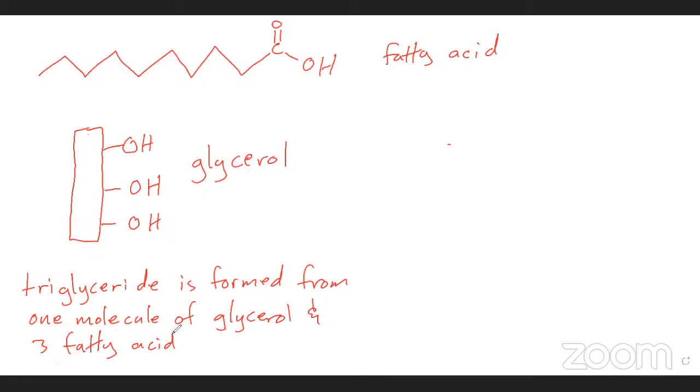Question: when you eat triglyceride, what is it digested and broken down into? The fatty acid and the glycerol. That is correct. The monomers are glycerol and fatty acid. We combine them to get the triglyceride. What is the general name for this type of reaction?